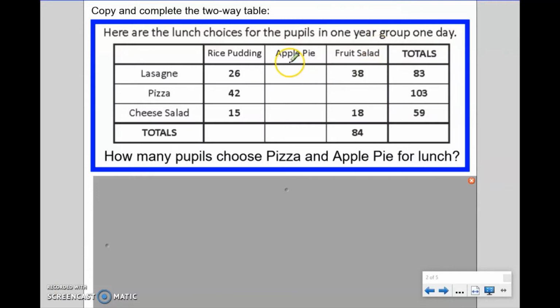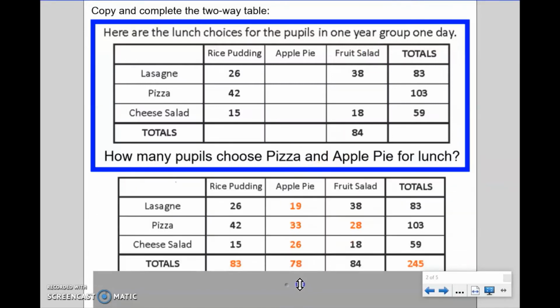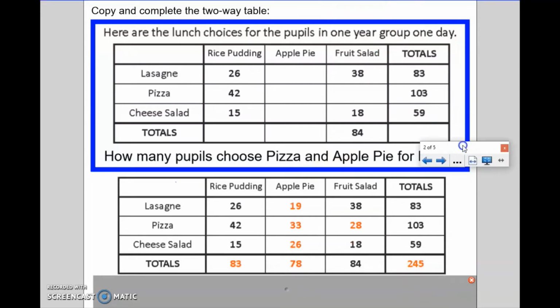It's partially completed with data, and the data is divided into two categories: what students had for their main course for lunch and what they had for their dessert for lunch. Could you pause the video at this point? Could you copy and complete the two-way table and answer the interpreting question? Okay, welcome back. I'm just going to talk you through my solution. So your two-way table should look something like this.